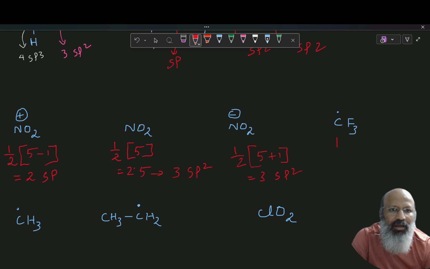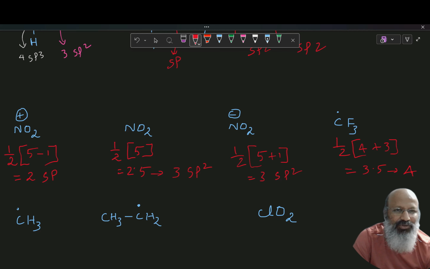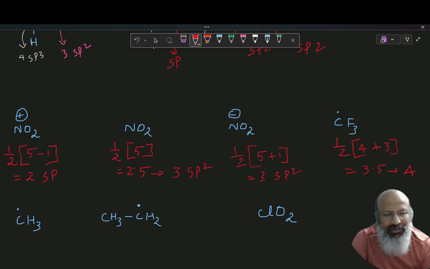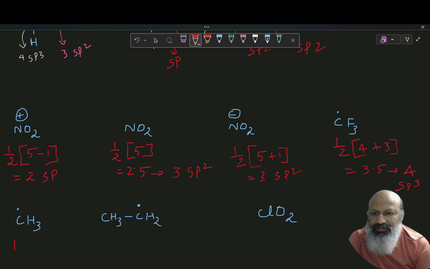5 plus 1, 6, that is coming out to be 3, that is sp2. Here half valence electron of carbon is 4, monovalent 3, so it's coming out to be 3.5. Okay. So now I need to take it to 4. Again, it is not a hydrocarbon. I mean, surrounding atoms should be hydrogen or carbon and the central atom should be carbon. Then only we subtract. Otherwise, always we need to add 0.5. So it is sp3.